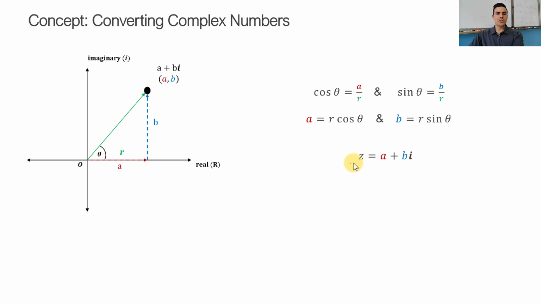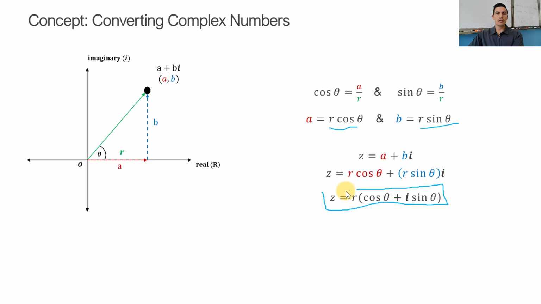So if I have my general complex number, z equals a plus bi, we can substitute in these values right here, right? Okay, so z is going to be r cosine theta plus r sine theta i. Now we can factor out an r here. And this right here is going to be our polar form of complex numbers. Okay, this is the polar form of complex numbers.